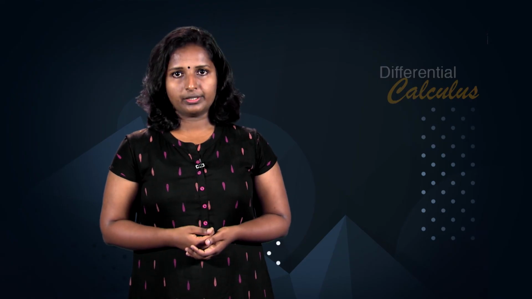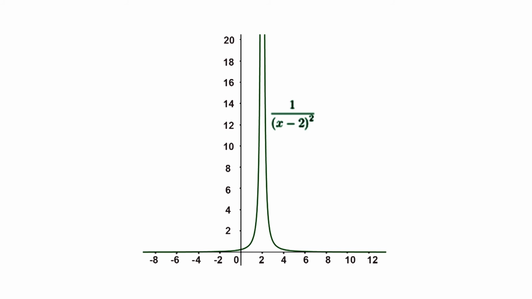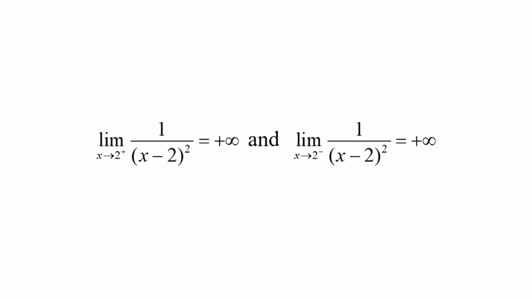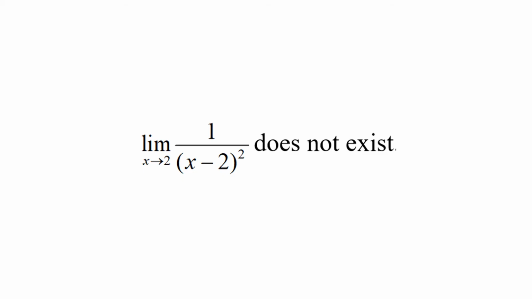As another example, for the function f(x) equal to 1 upon (x minus 2) whole square, we have the limit of 1 upon (x minus 2) whole square as x approaches 2 from the right is positive infinity, and the limit as x approaches 2 from the left is positive infinity. Then we write the limit of 1 upon (x minus 2) whole square as x approaches 2 is positive infinity. Here also we conclude that the limit as x approaches 2 does not exist.